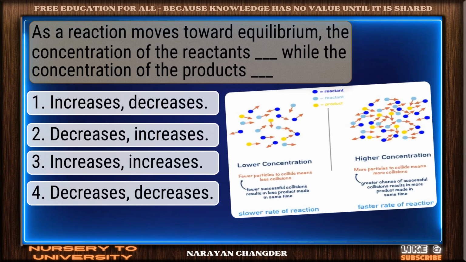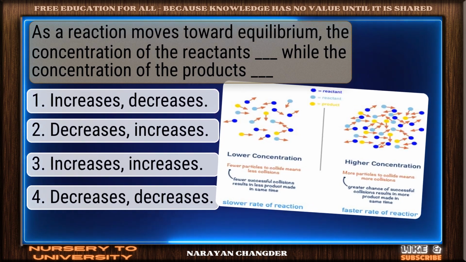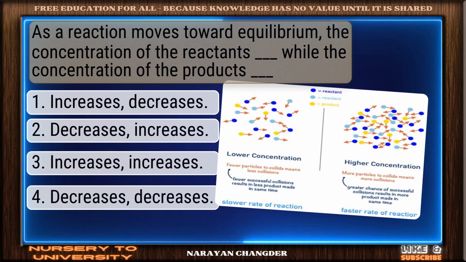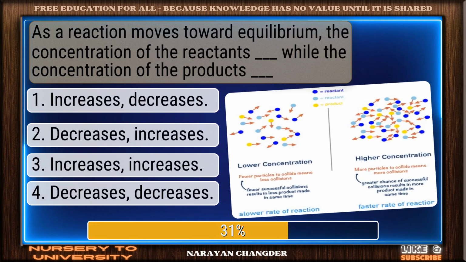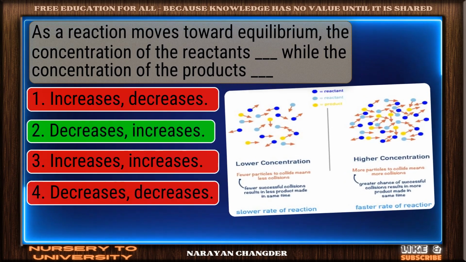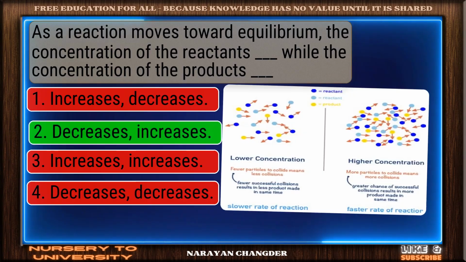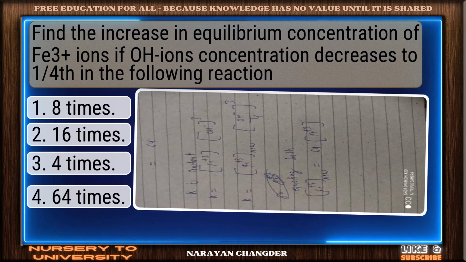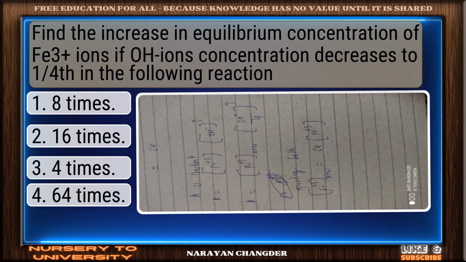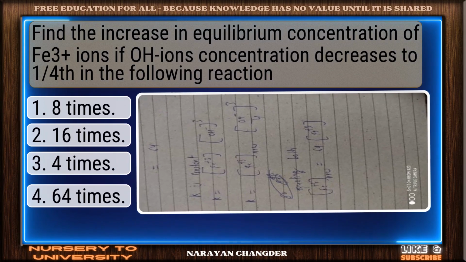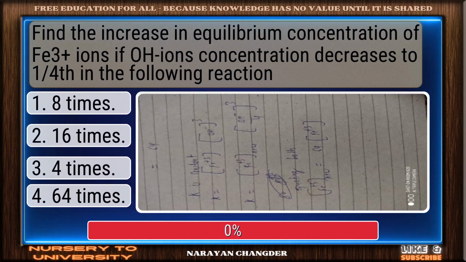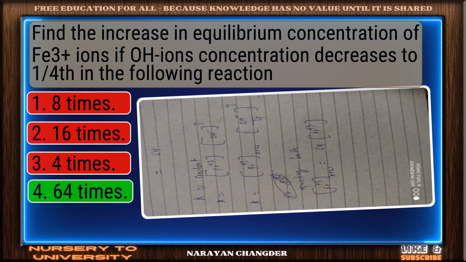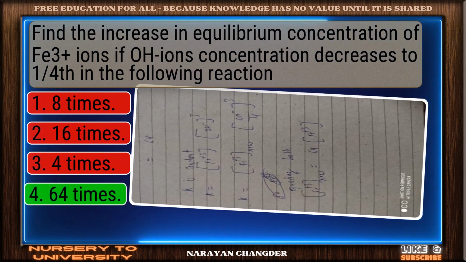As a reaction moves toward equilibrium, the concentration of the reactants dash, while the concentration of the products dash. You're right. Decreases, increases is the correct answer. Find the increase in equilibrium concentration of Fe3+ ions if OH- ion concentration decreases to 1/4 in the following reaction. Smart pick. 64 times is the correct choice.